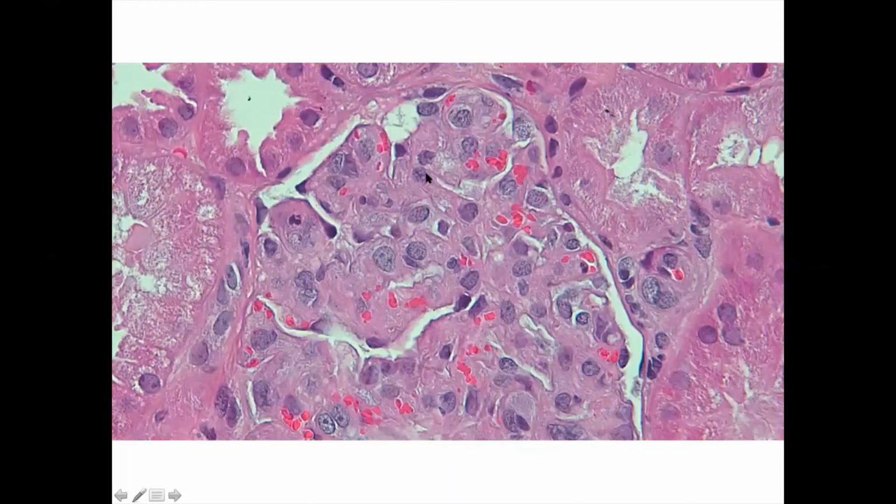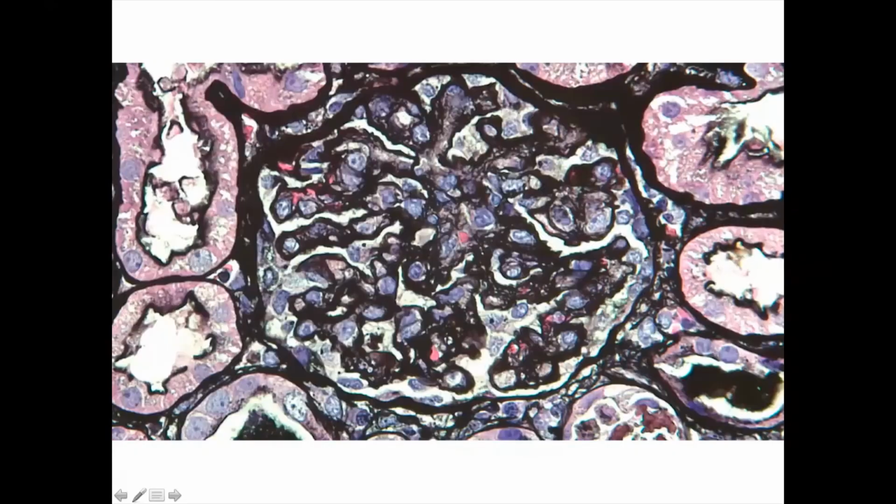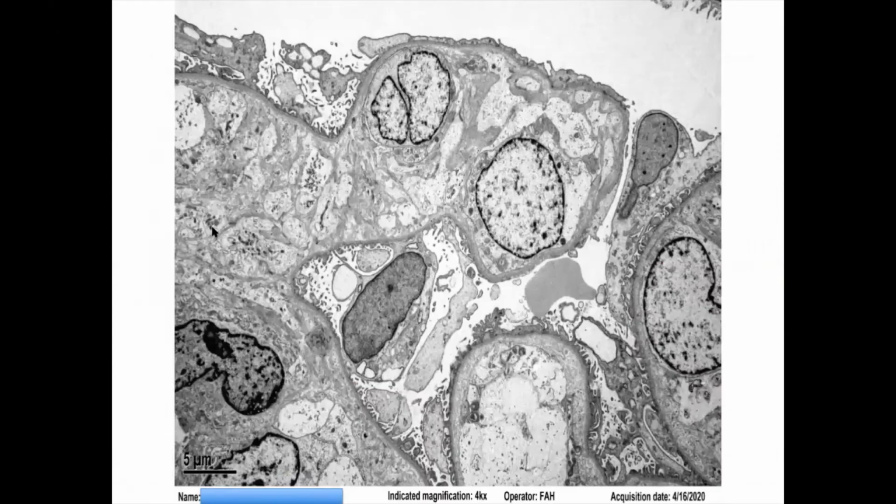It's not your normal mesangium. How it looks on electron microscopy, here is this mesangial cell, and you can see there's lots of lucency around the mesangial cell. It's kind of like there is something breaking down, disintegrating.